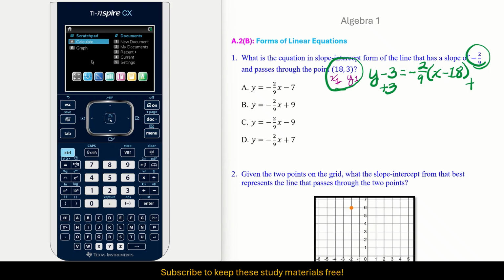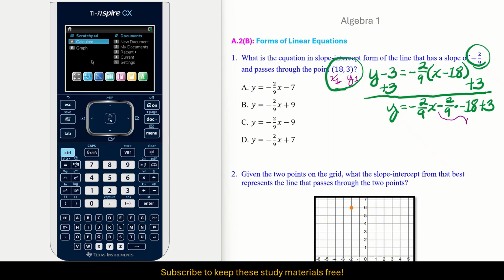So plus 3 on both sides, which is going to give us y equals negative 2 over 9 x. And then by distributing, we need to distribute the negative 2/9 to the negative 18. So 2 over 9 times negative 18. And don't forget about the plus 3. These are things that you know how to do already.